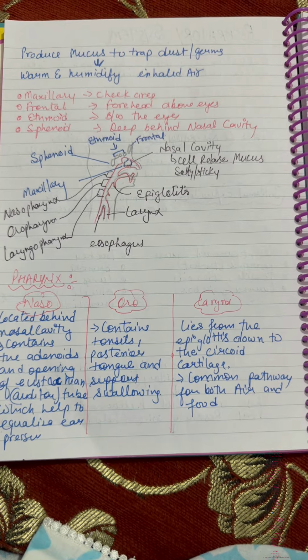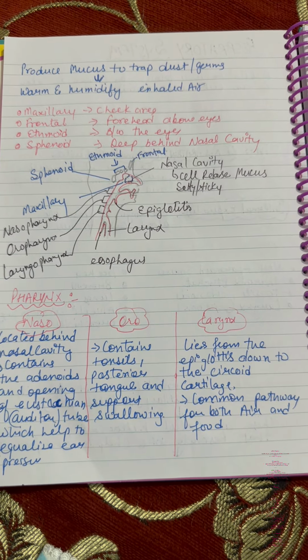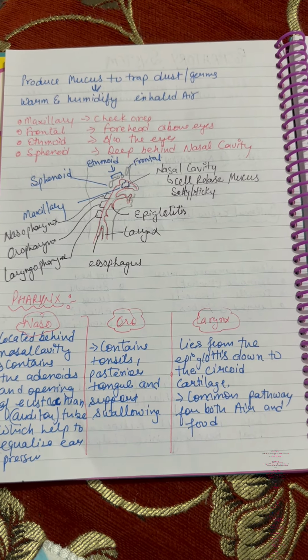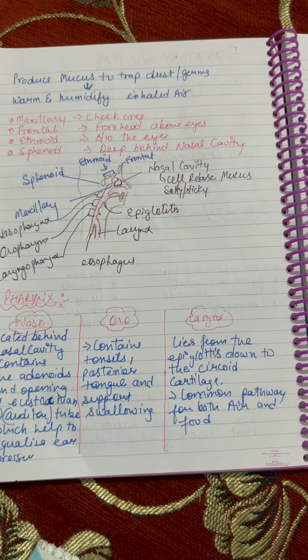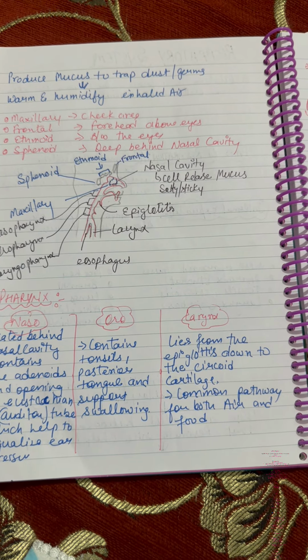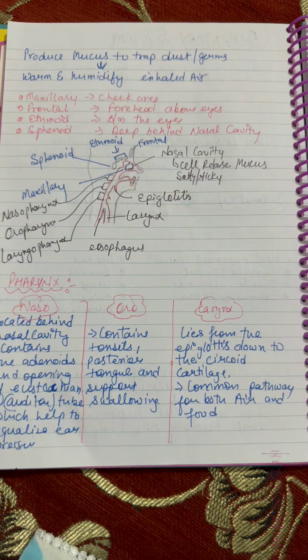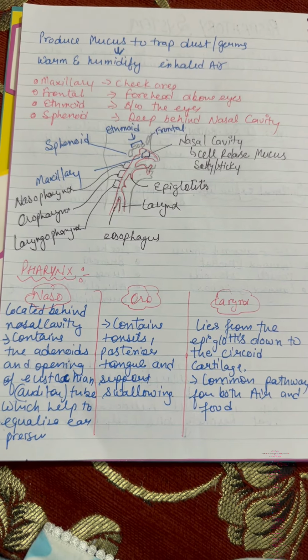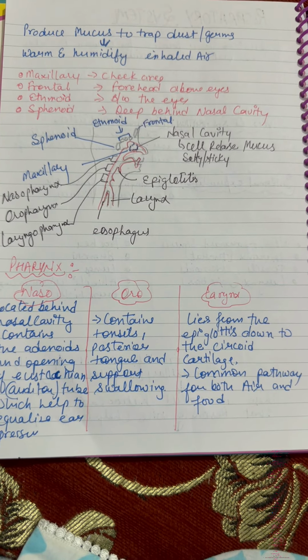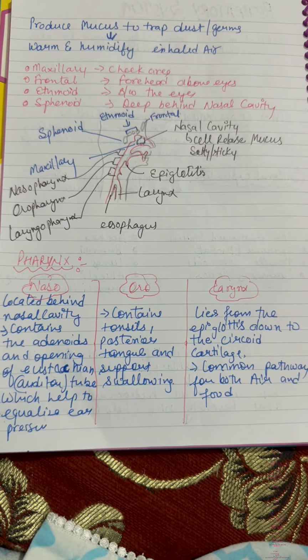Paranasal sinuses. These are air-filled spaces in the skull. They make the head lighter, help in voice resonance, and produce mucus. Frontal sinus: forehead, above eyes. Ethmoid sinus: between the eyes. Sphenoid sinus: deep behind the nasal cavity.